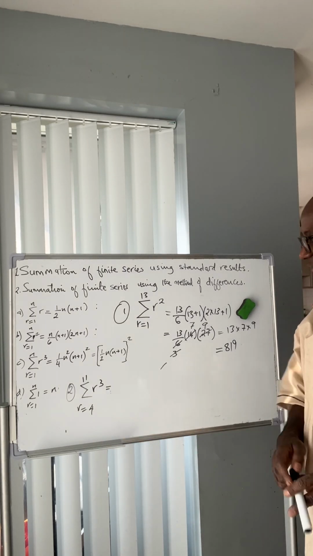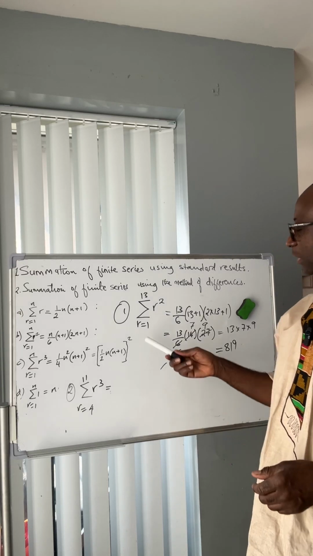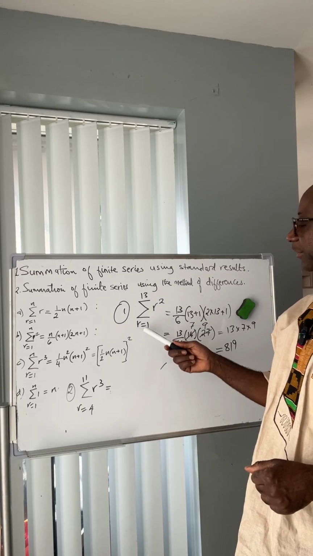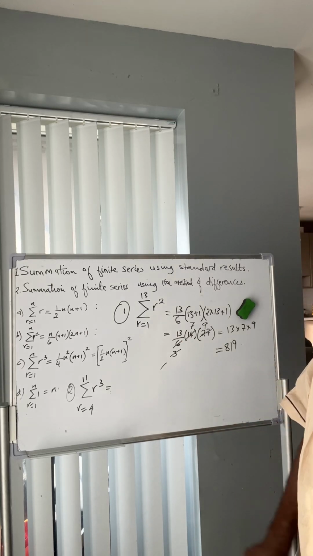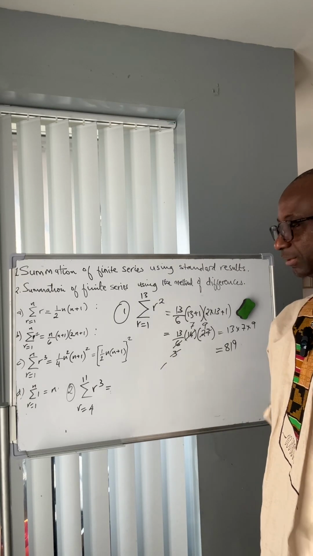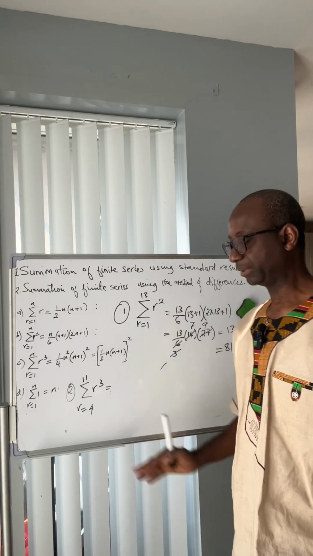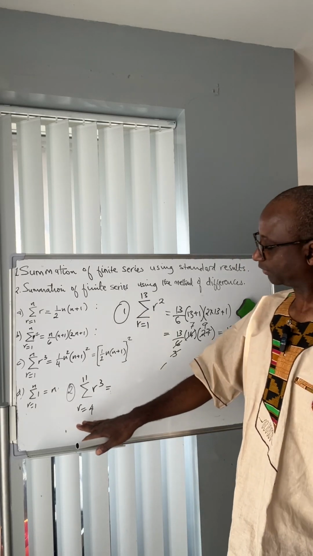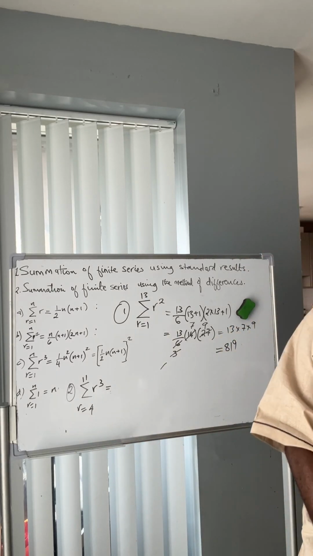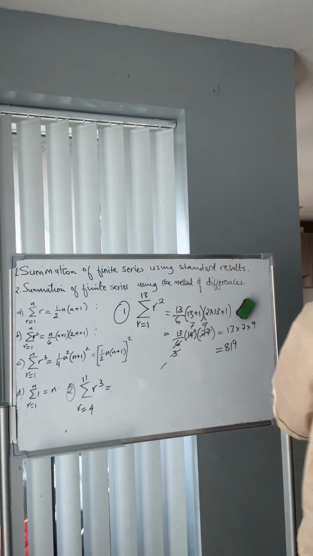In this instance, as you can clearly see, we didn't start from r equals 1 as in the previous case, our first problem we solved. We started with r equals 1. We start to count from the first element to the 13th element. In this case, we are starting from the 4th element, not the first one. So how do you compensate for this difference?